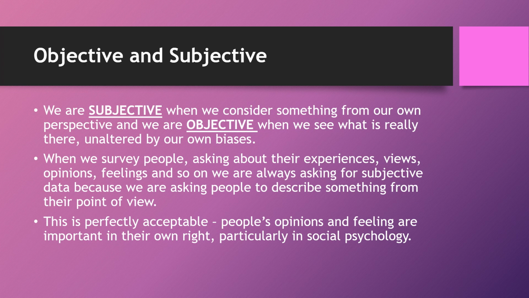Now, these are particularly important in social psychology. If you want to know why somebody might feel prejudiced or why somebody may obey, you do want their opinions and feelings, but you always do have to bear in mind, alongside social desirability, that it is a subjective thought process that an individual has gone through.